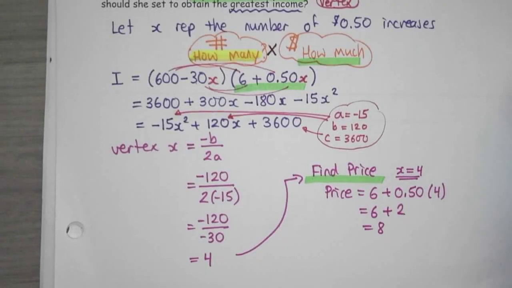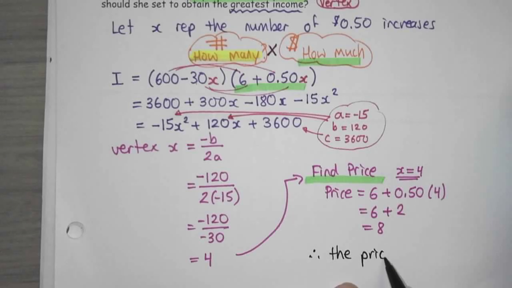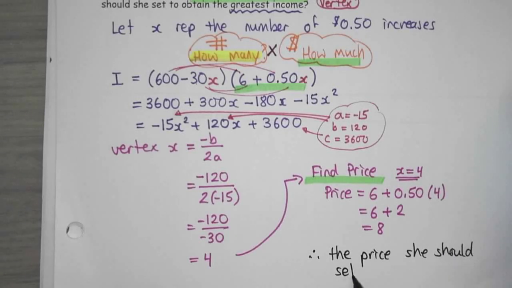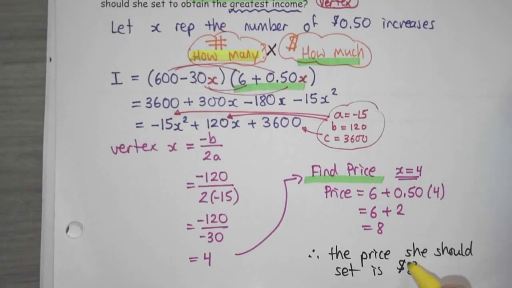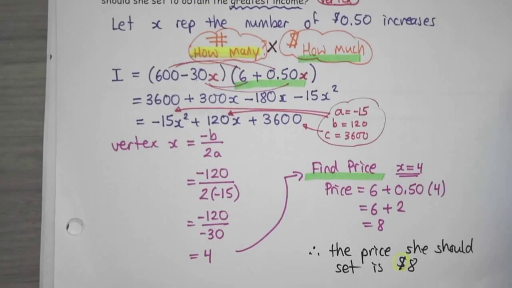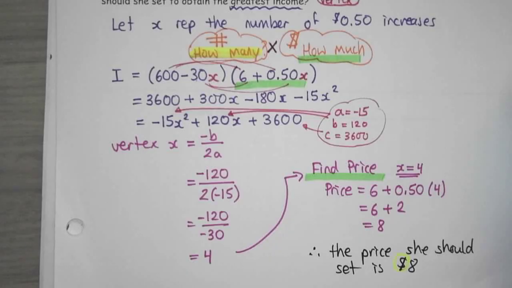And then just conclusion. You're all done. You did all the hard part. So therefore, the price she should set is, and then make sure you put the units. Don't forget the dollars. After all the hard work, you don't want to lose marks because you didn't put the dollar sign there. Is $8. Okay. Any questions? Yes.